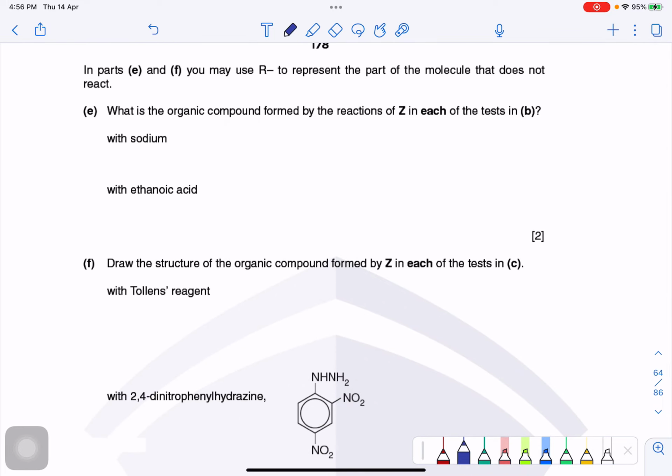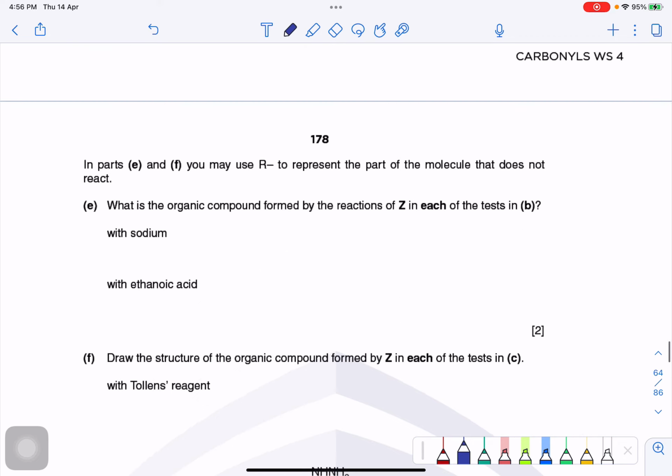In parts E and F, you may use R to represent the part of the molecule that does not react. Okay, what is the organic compound formed by the reaction Z in each test in B? ठीक है, सोडियम के साथ क्या हो रहा है? हमारे पास Z है क्या?